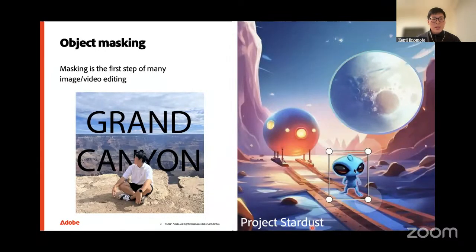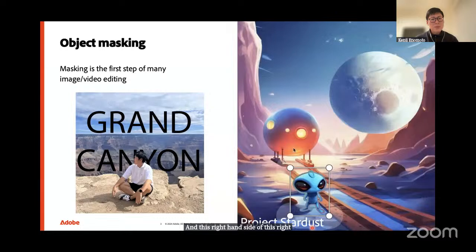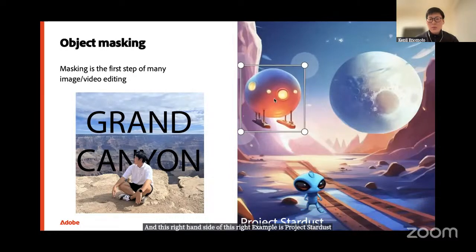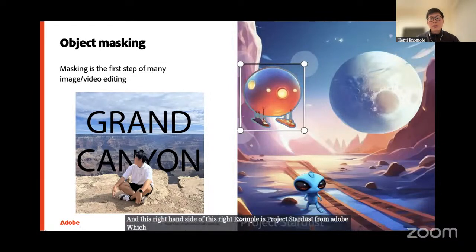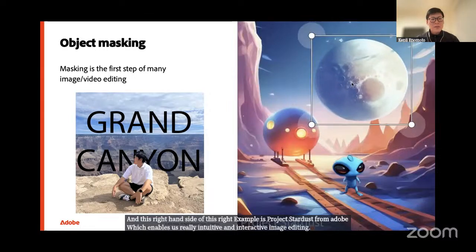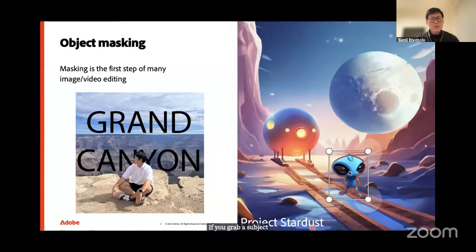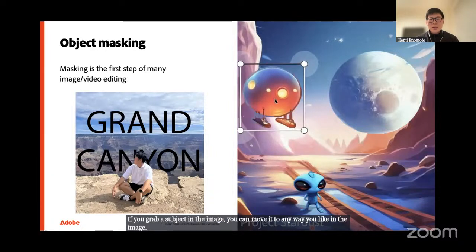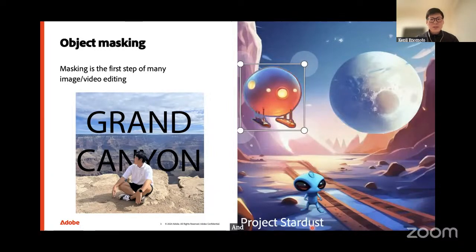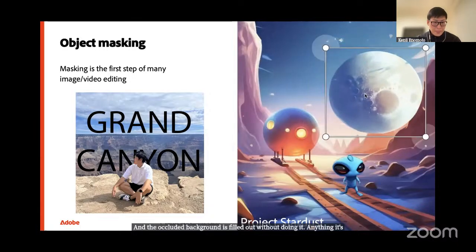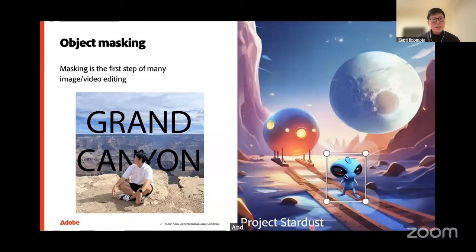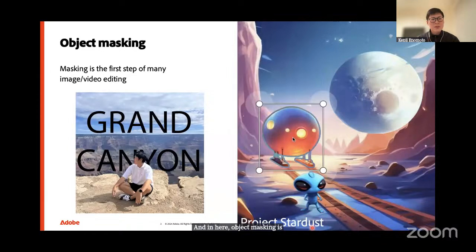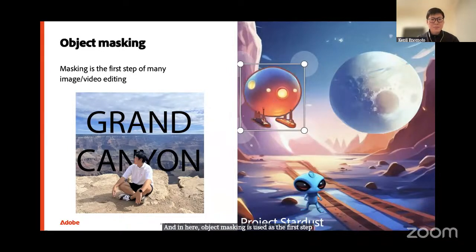And this right-hand side example is Project Stardust from Adobe, which enables really intuitive and interactive image editing. If you grab a subject in an image, you can move it anywhere you like in the image. And the occluded background is filled in without doing anything. It's a fully automatic way. And here, object masking is used as the first step of this application.